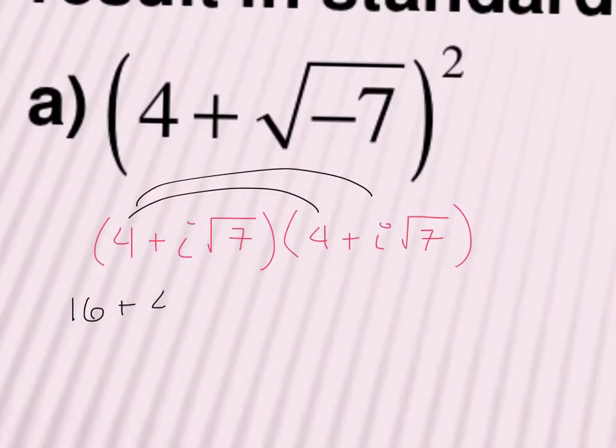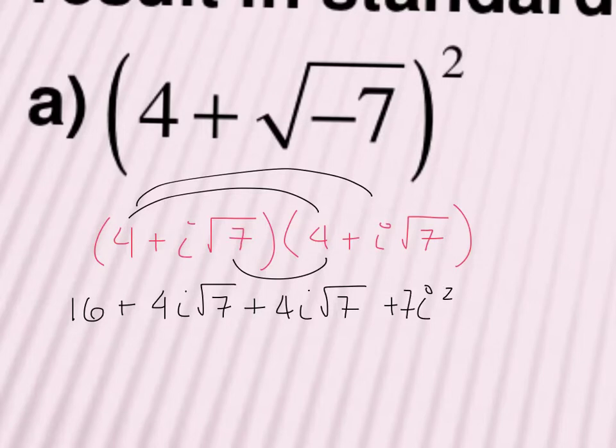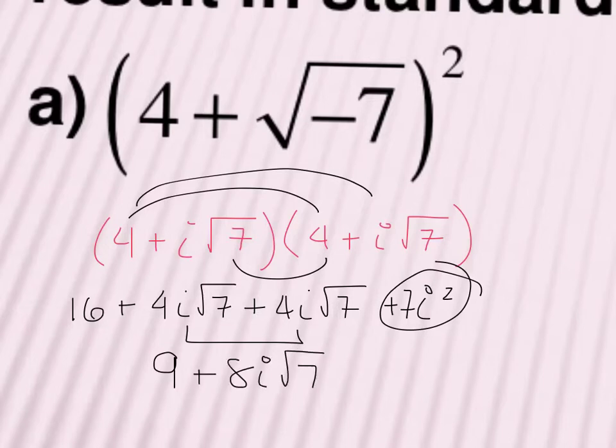So this becomes 4i root 7. Inner is 4i root 7. And last is i squared times 7, which is 7i squared. This becomes what? Negative 7. And 16 minus 7 is? 4i plus 4i is? Okay, and this is simplified. This is my final answer.